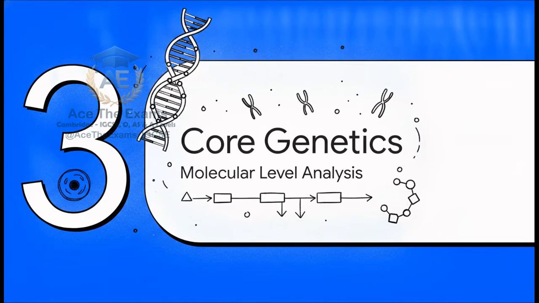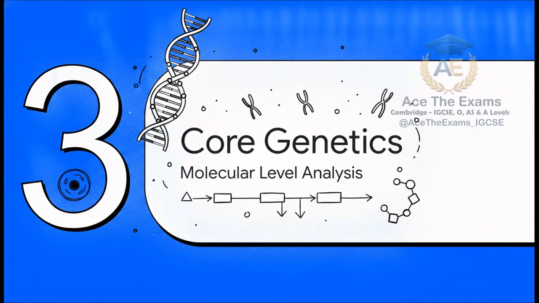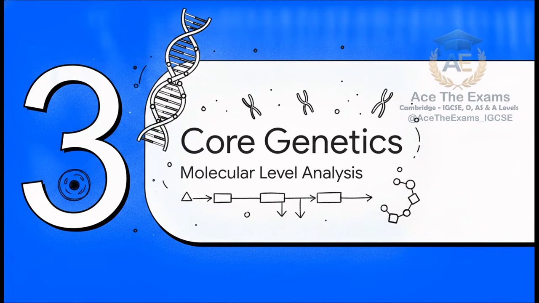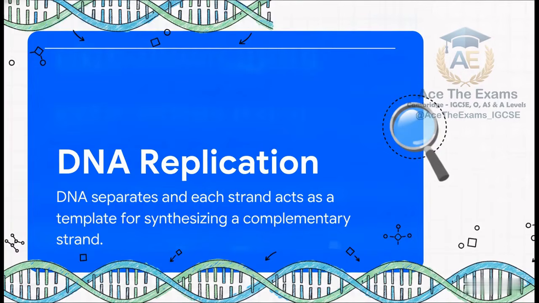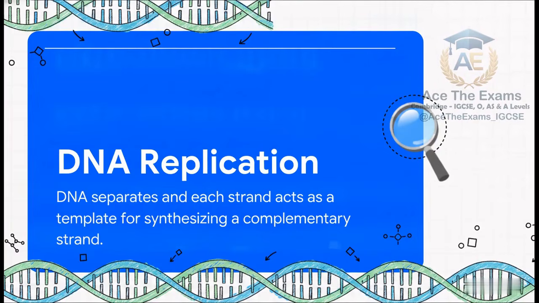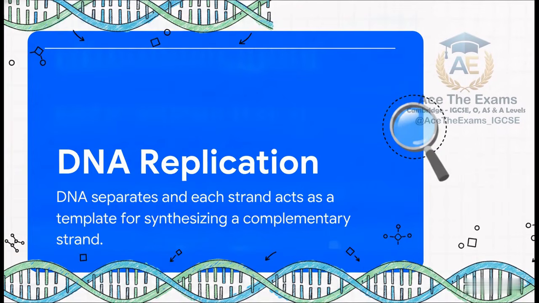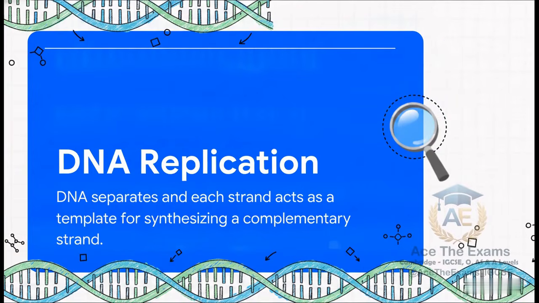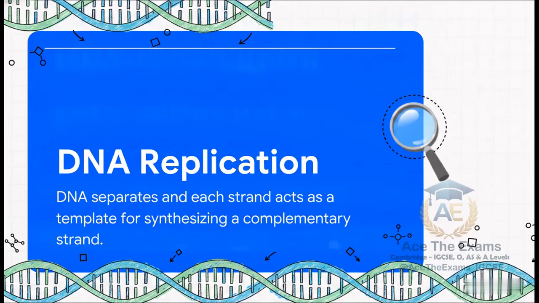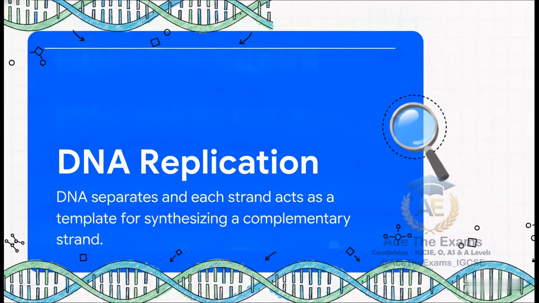Let's shift gears to Section 3, case study on core genetics. Applying our strategy to the molecular level is absolutely critical because the stakes are just as high here. Mastering genetics requires incredibly precise definitions. Why? Because generic textbook answers simply won't earn you the method marks. You have to be meticulous. Every single word matters. The process involves the separation of strands, where each original strand acts as a template for the synthesis of a new complementary strand.